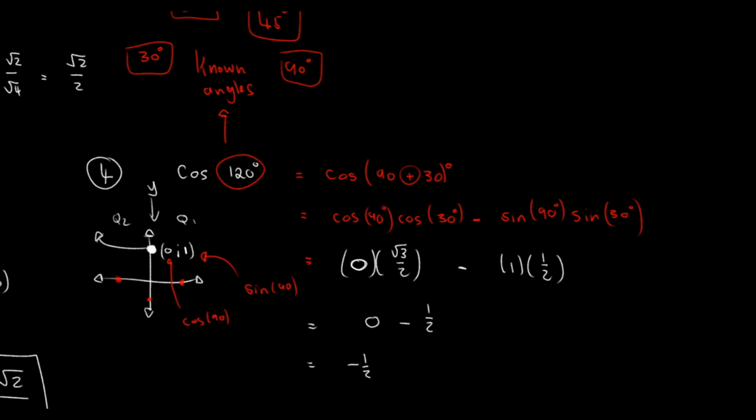Now we can actually confirm this on a Casio. All we do is type cosine 120. If I type cosine 120, I can see it's negative 1 over 2.